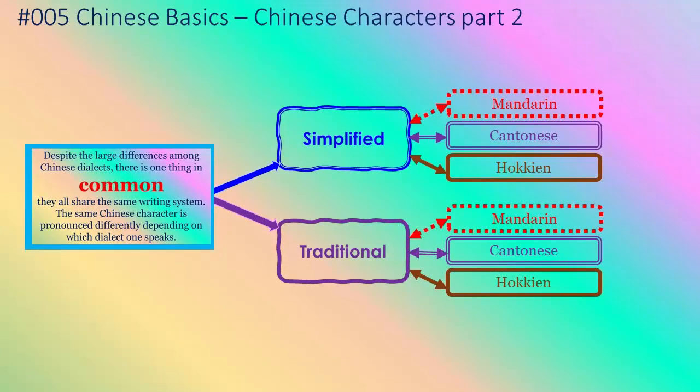Well, our previous slide says that it depends on the country they come from. So a Mandarin speaker, Cantonese speaker, Hokkien speaker, coming from a country using simplified, they write the same simplified Chinese character. While a Mandarin speaker, Cantonese speaker, Hokkien speaker, coming from a country using traditional, they would write the same traditional character.